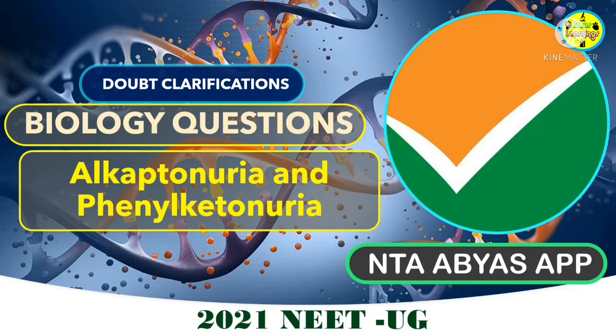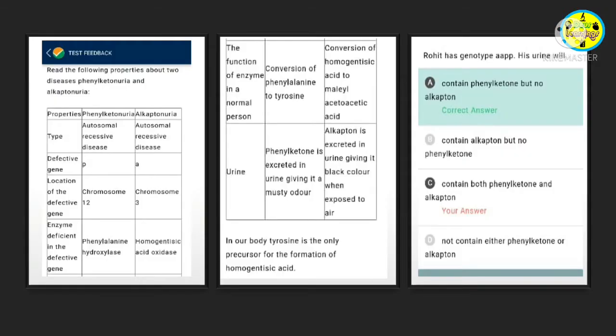So here is one of the questions from one student. Let's try to read the question and solve it. The question gives the properties of Phenylketonuria and Alkaptonuria, and you know that both are autosomal recessive diseases. The defective genes are P and A. The chromosome defects are found in chromosome number 12 and chromosome number 3. The defective enzymes are phenylalanine hydroxylase and homogentisic acid oxidase.